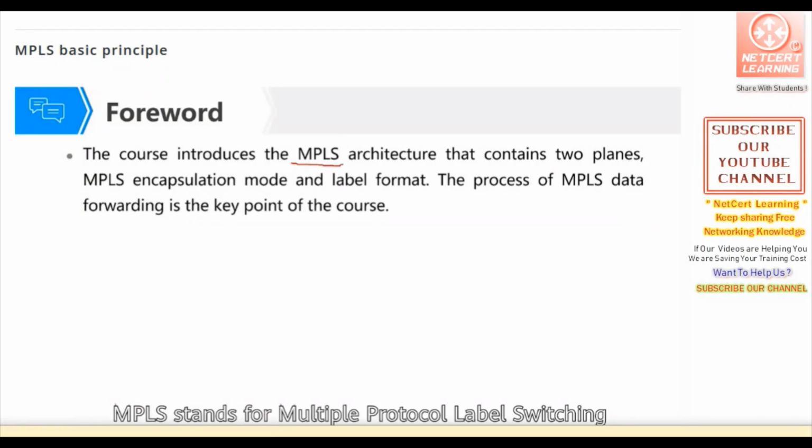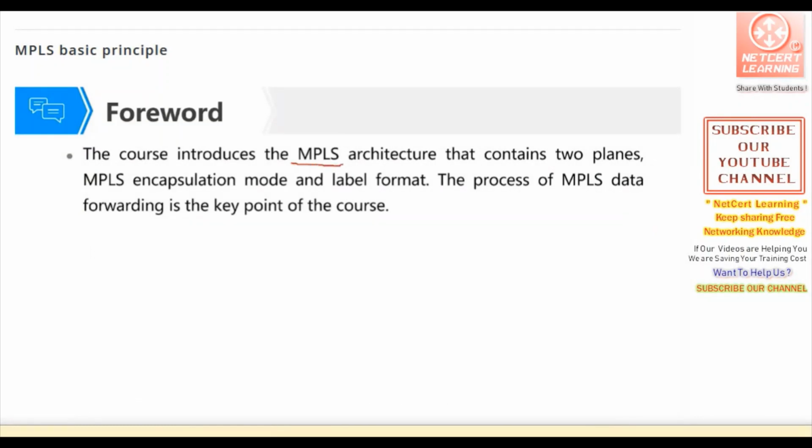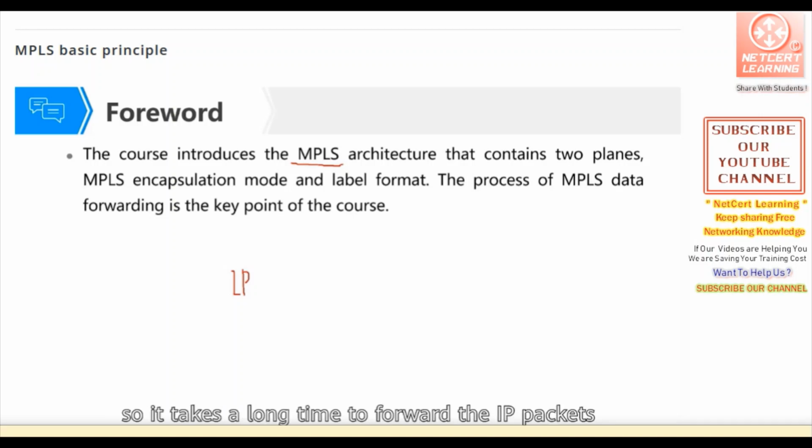MPLS stands for Multiprotocol Label Switching. At the beginning, it was produced to speed up data forwarding, because in traditional IP forwarding we must search the IP routing table, and when we search it, we must use the longest match. So it takes a long time to forward the IP packet. So we produced MPLS to help speed up data forwarding on the devices.